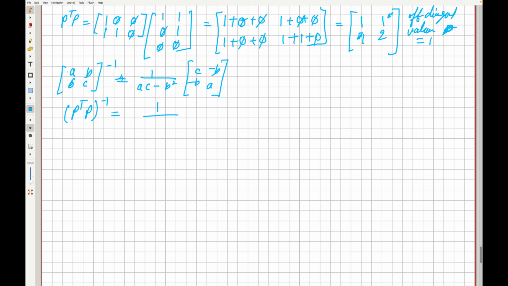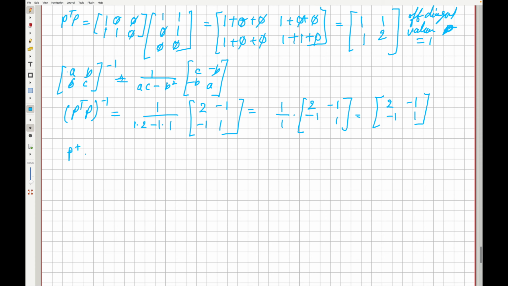The determinant in this case would be, let me just write this clearly, just remove those arrows to avoid any confusion. We have 1 times 2 minus 1 times 1, and here we swap these two, flip the signs on those, and so that gets us a determinant of 1 divided by 2 minus 1 is 1, and here we have 2 minus 1 minus 1 1, and so our inverse is this.